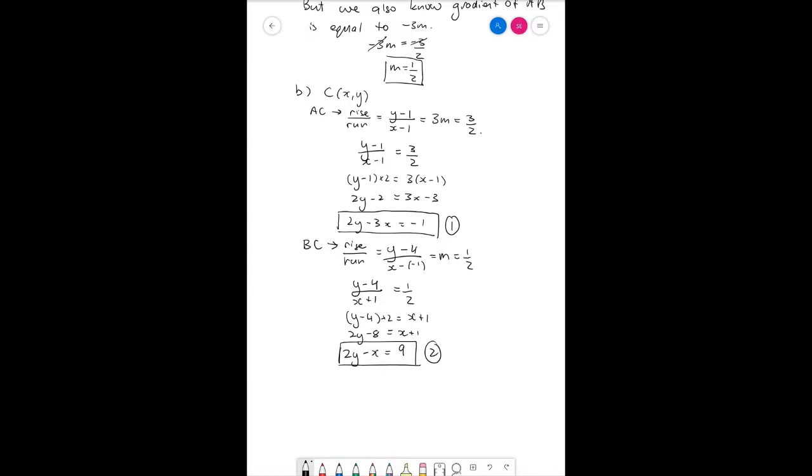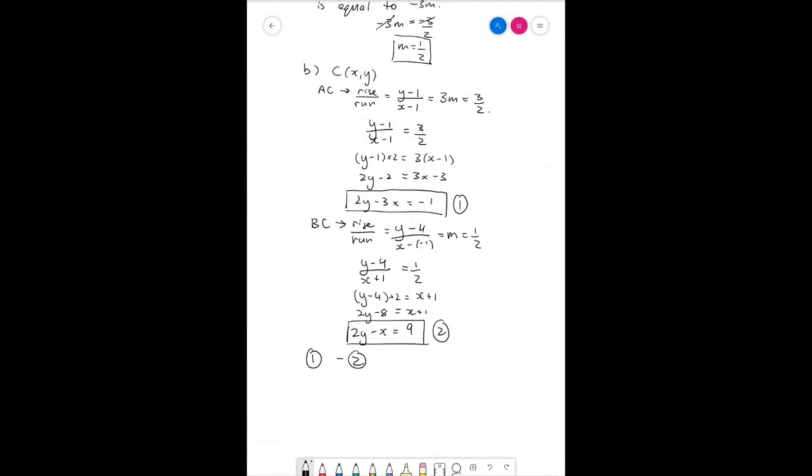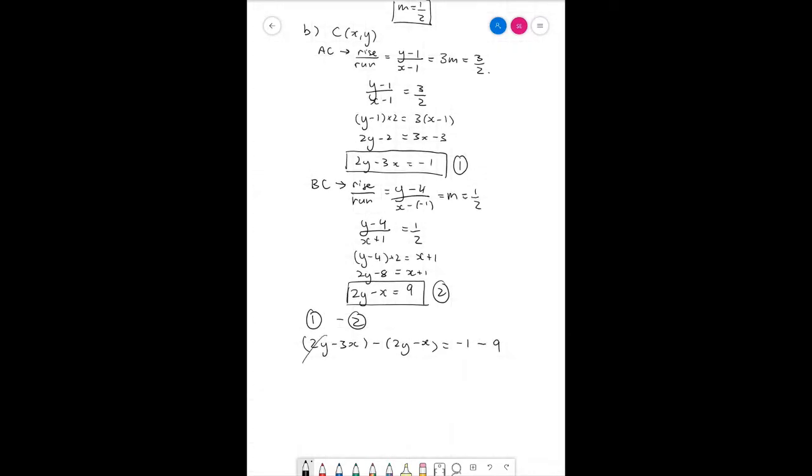What I'm going to do is use the elimination method. I'm going to say, let's do 1 minus 2. So we'll get 2y minus 3x minus 2y minus x is equal to minus 1 minus 9. Okay, and then the y's will cancel out. We'll get minus 3x plus x is equal to minus 10. So we get minus 2x is equal to minus 10. Divide all of that by minus 2, and you get x is equal to 5.